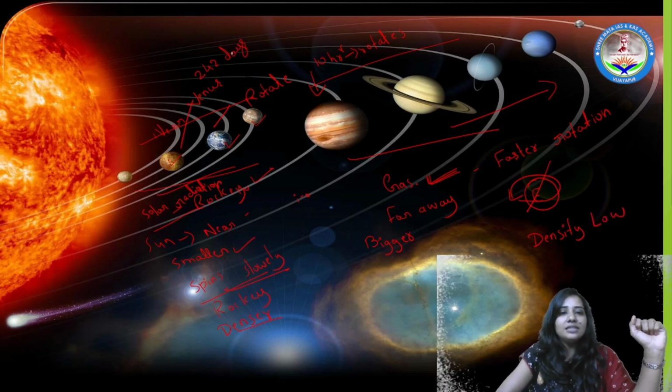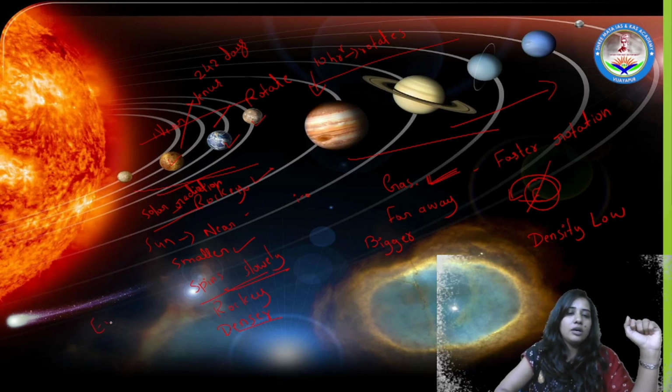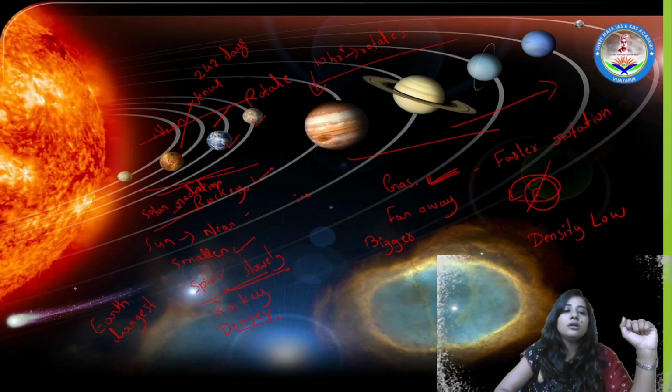Fine. So if you compare density, Earth has the largest density. The Earth has the largest density compared to all of the 8 planets together. It means Earth has more density than the other planets.